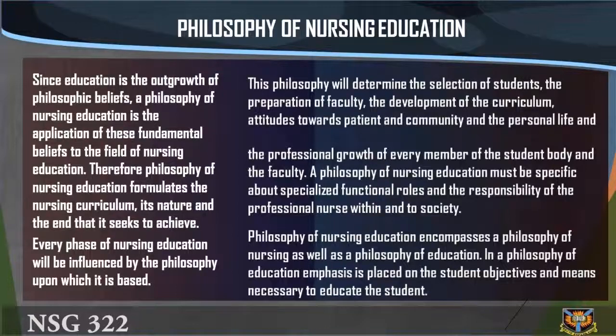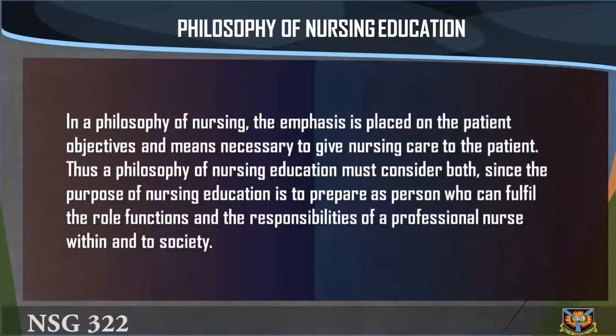A philosophy of nursing education must be specified about specialized functional roles and the responsibility of the professional nurse within and to society. Philosophy of nursing education encompasses a philosophy of nursing as well as a philosophy of education. In a philosophy of education, emphasis is placed on the student's objectives and means necessary to educate the student. In a philosophy of nursing, the emphasis is placed on the patient's objectives and means necessary to give nursing care to the patient. Thus, a philosophy of nursing education must consider both, since the purpose of nursing education is to prepare a person who can fulfill the role, functions, and the responsibilities of the professional nurse within and to society.